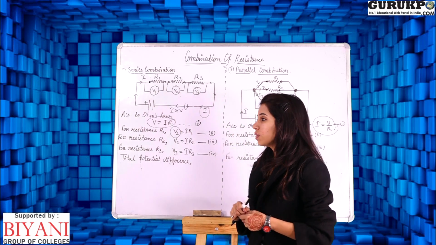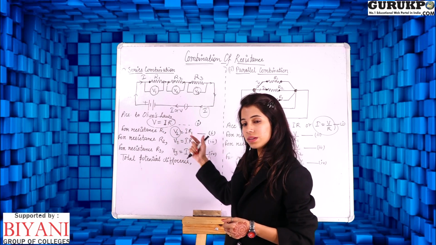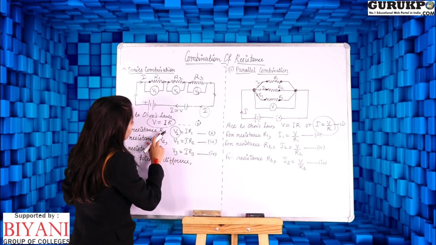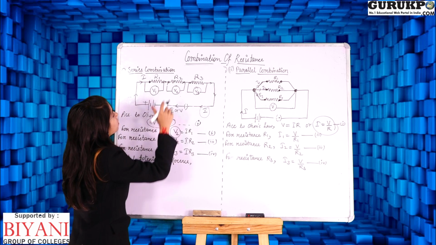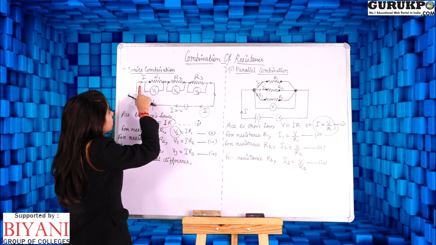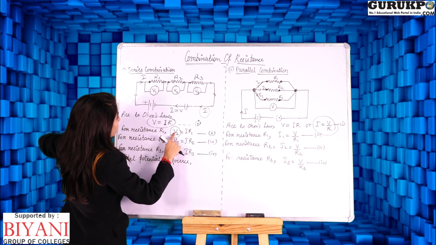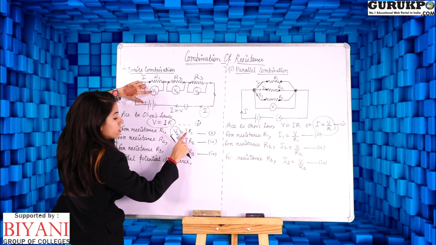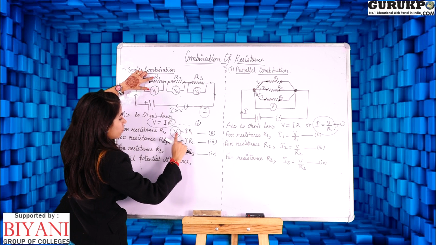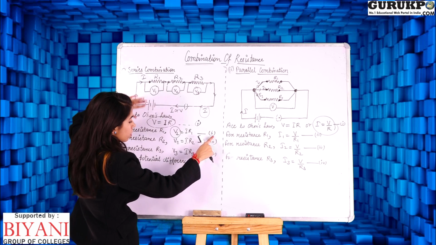Now, since we have three resistances, we will derive three equations, one for each resistance. For resistance R1, Ohm's law will become, since we know that for resistance R1 the potential difference is V1 but the current is I, so V1 is equal to I into R1. So, V1 equals IR1. Let us give this equation as equation number 2.